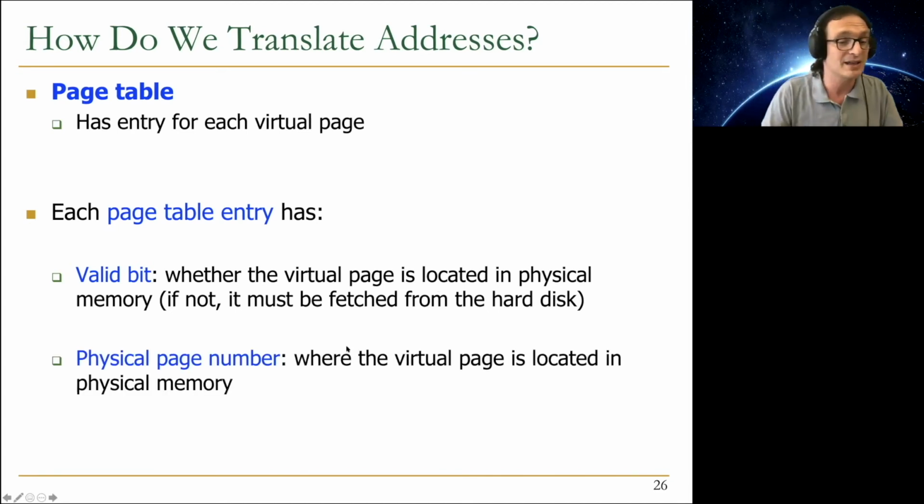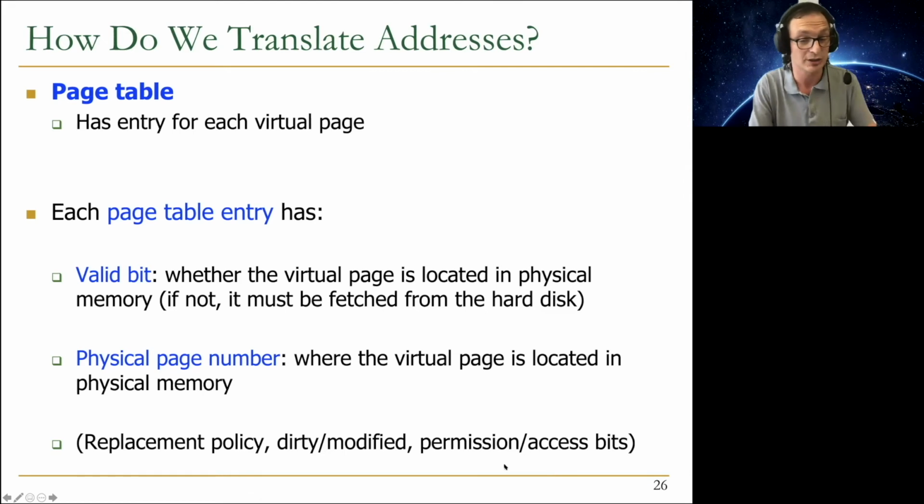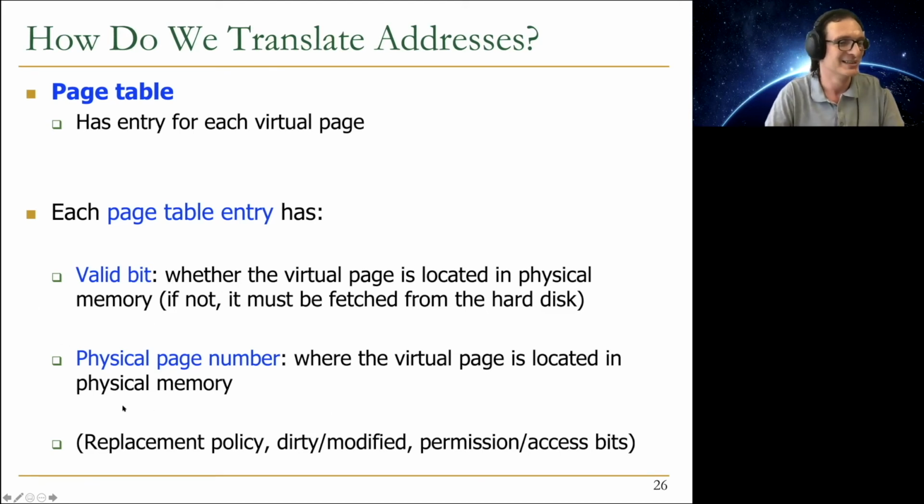Then you need to have the physical page number inside the page table entry. This basically specifies where the virtual page is located in physical memory. And also other bits like replacement policy bits, dirty and modified bits, like in caches. We will also talk about protection and access control in the next lecture. So you need to have permission and access bits in many page table entries. This looks very much like a cache, as you can see. Valid bits and a tag, if you will, right?